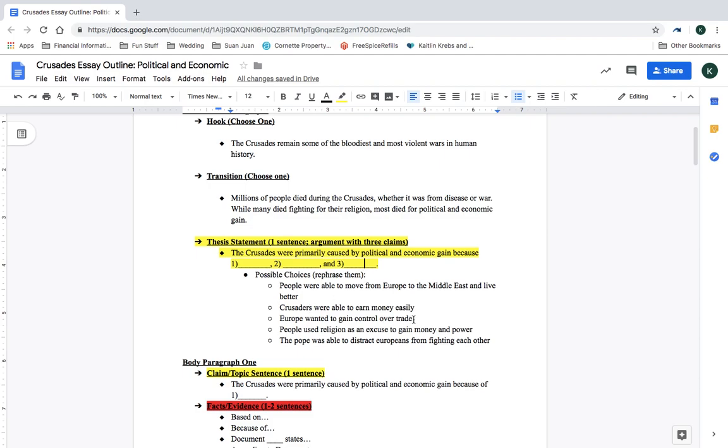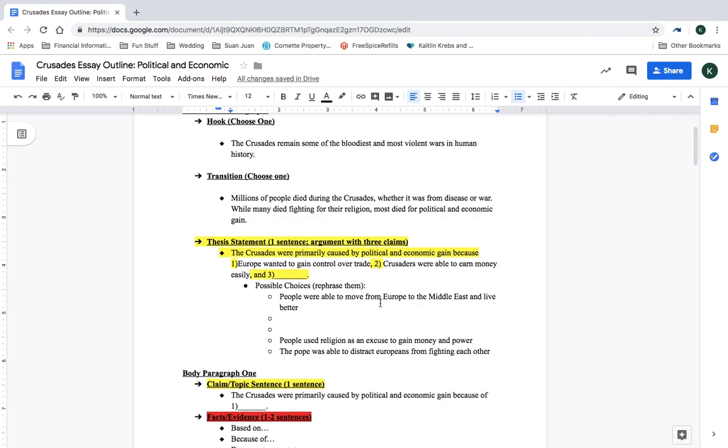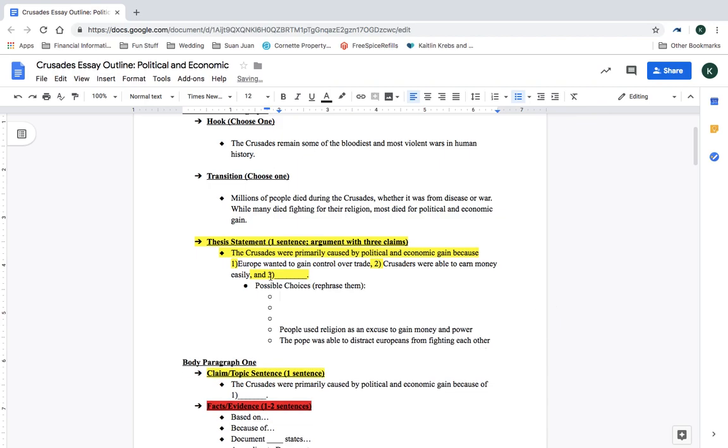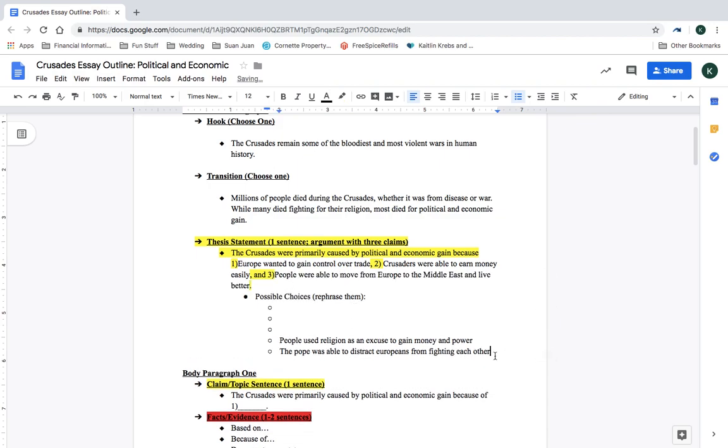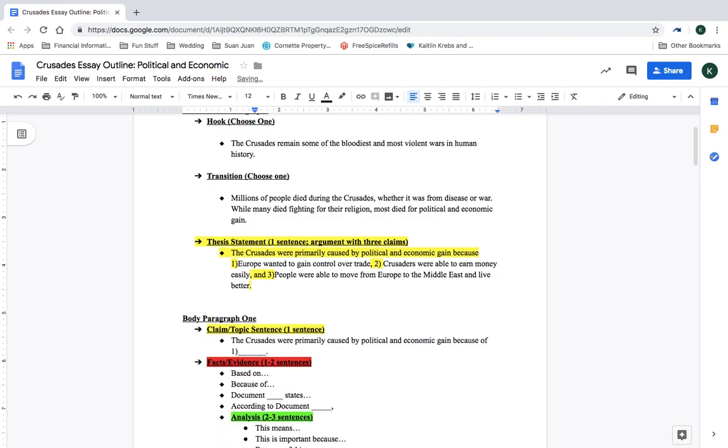So whatever I choose, let's say I'm going to talk about trade first, whatever I choose to put in this section is my first paragraph. Whatever I choose to put in my second section is the second body paragraph. And then you need to understand that everything you decide, like, yes, I want to talk about these things, that is now your essay. You focus on those 3 items. So my essay is going to focus on how Europe wanted to gain control over trade, how the Crusaders were able to earn money, how people moved from Europe to the Middle East and actually lived better. This is now my essay.